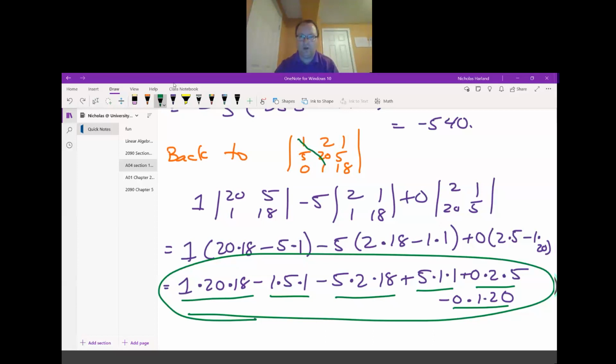In other words, we have one diagonal moving to the right, another diagonal moving to the right, except once you hit the end, you kind of have to loop back to the beginning of the next row. So if I just rewrote the first column here, then we'd have 1 times 20 times 18, 2 times 5 times 0. And if we rewrote the second column, we'd get 1 times 20 times 18, 2 times 5 times 0, and 1 times 5 times 1. Down here, check, check, and check. So the little products are all the same.